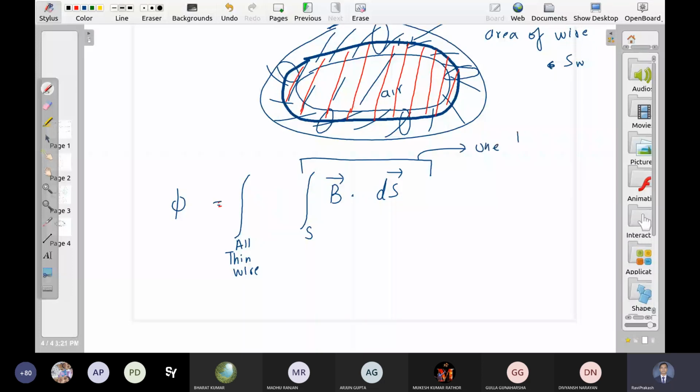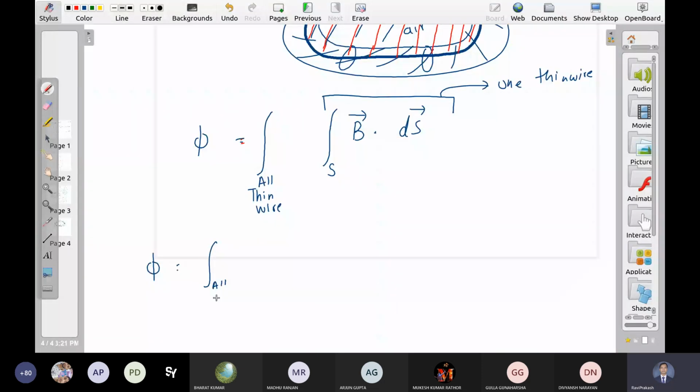And I need to calculate such flux for all possible thin wires inside this thick wire. So that is that integral. This is the complete flux. So phi is equal to integral over all thin wires. How to do that, we don't know yet. Let us calculate this quantity first.